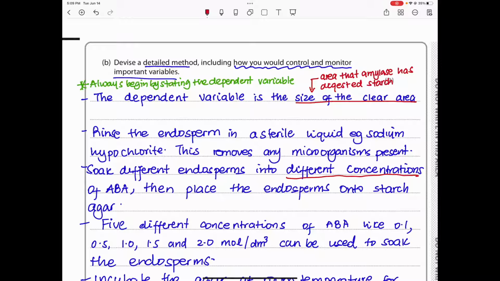Remember, endosperms that are not inhibited are going to release amylase, and the amylase is going to digest the starch present in the agar. So if ABA is a good inhibitor, it is going to prevent the endosperm from releasing the amylase, and that means there is going to be less or no amylase released onto the starch agar, and therefore there will be less area that is digested, and therefore the size of the clear area will be smaller.